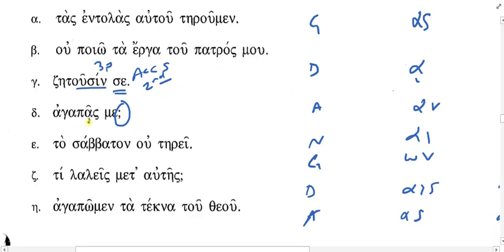Agapas me. Who's doing the loving here in agapas? You see that sigma? Who is that? That's you. That's second singular. Okay? Second singular. So you love me. Now, that's a statement of fact, but the question mark tells me I have to turn it into a question. I can do that one of two ways. I could take the statement, the assertion, and I can raise my intonation at the end to create a question. You love me? Right? You love me? Question.